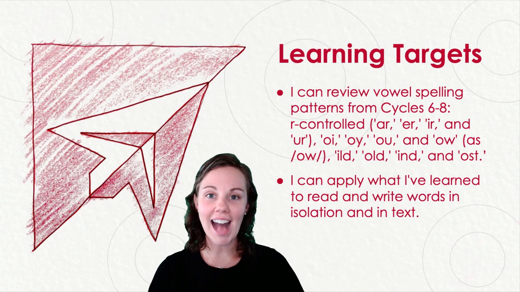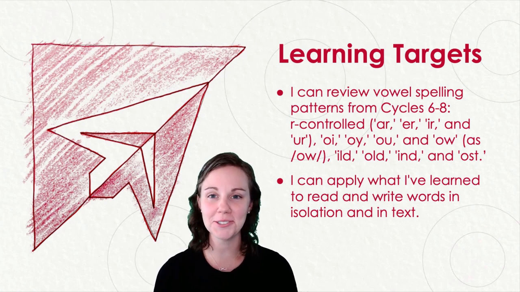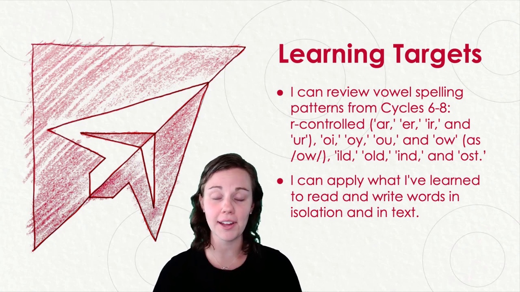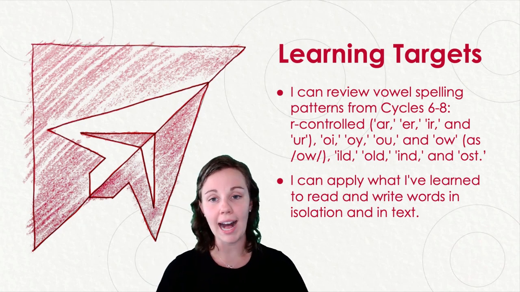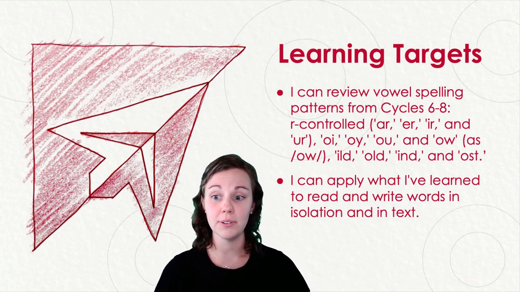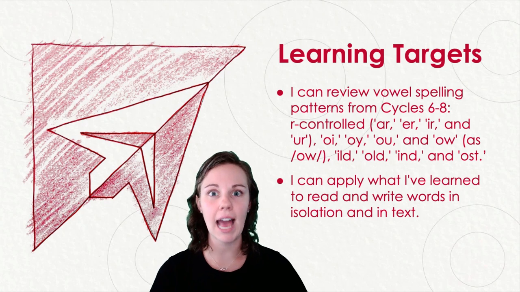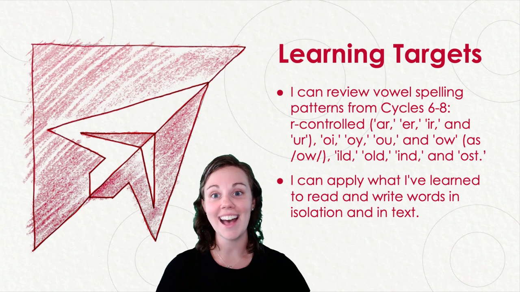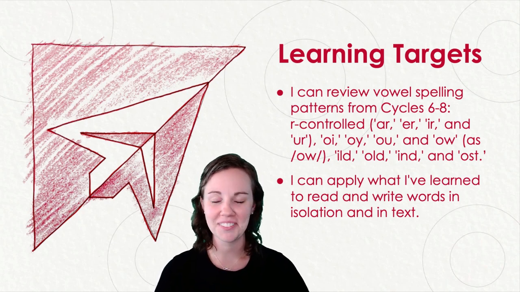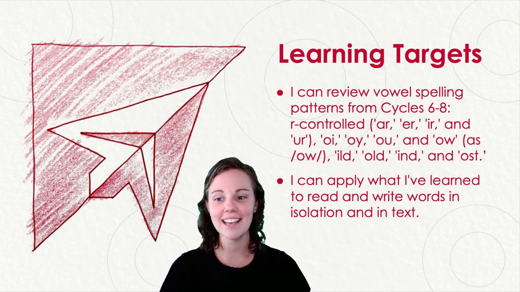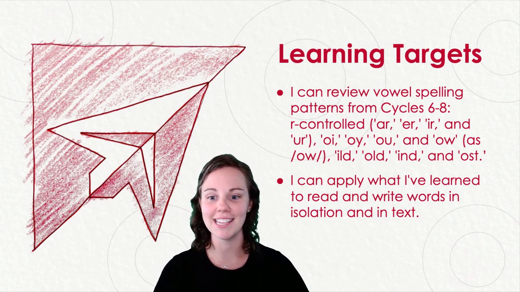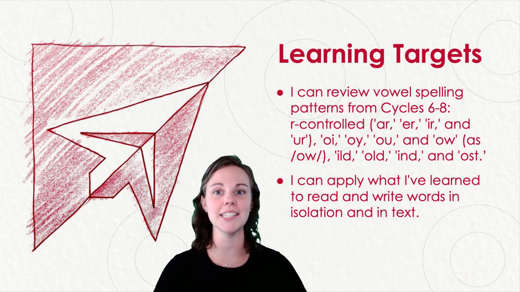Follow along. I can review vowel spelling patterns from cycles 6 through 8. R-controlled: A-R, E-R, I-R, and U-R. O-I, O-Y, O-U, and O-W, as in ow and oi. ild, old, ind, and ost. The second learning target says, I can apply what I've learned to read and write words in isolation and in text.